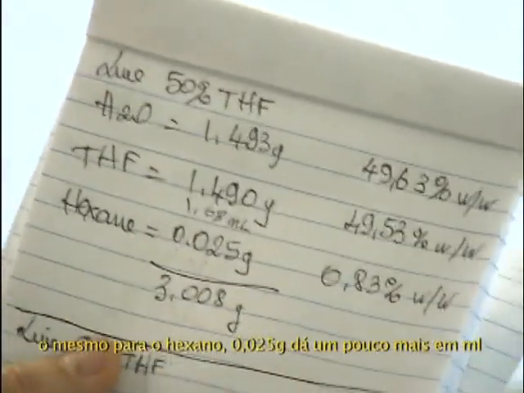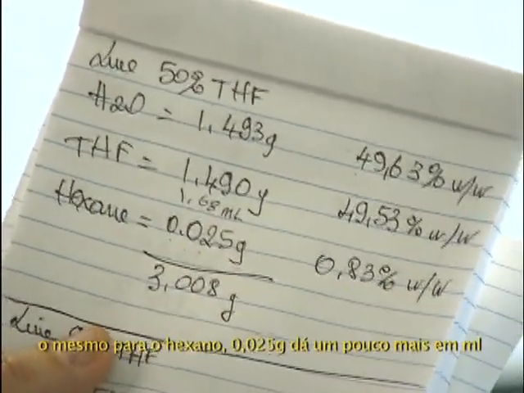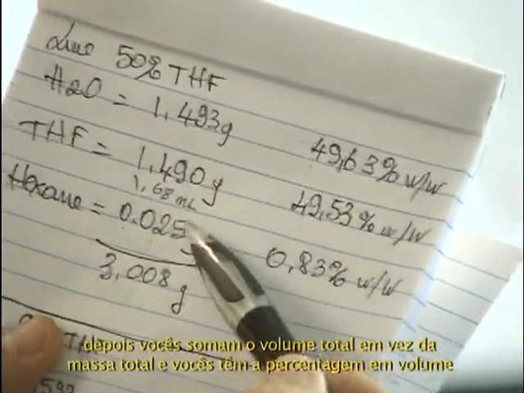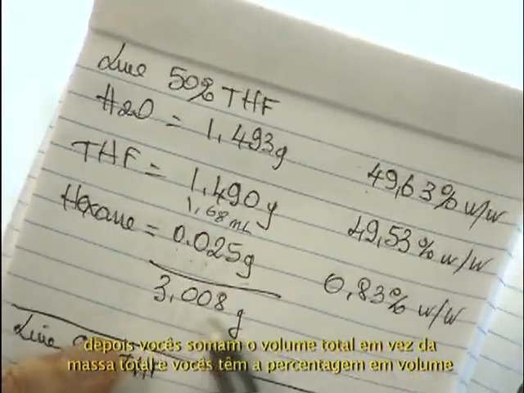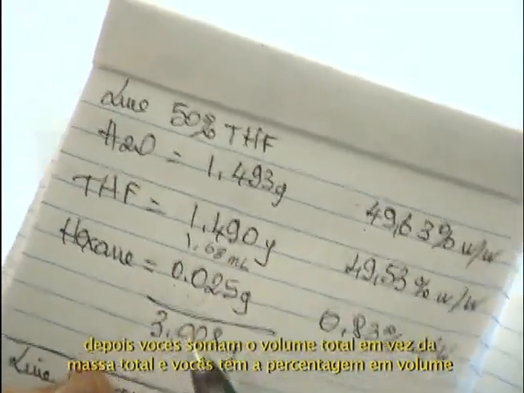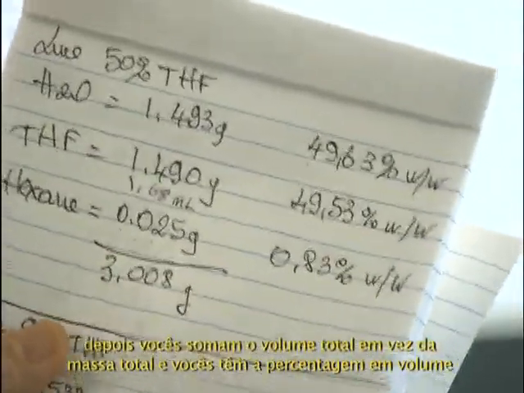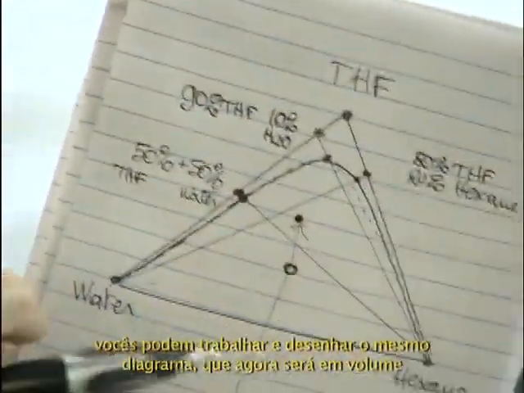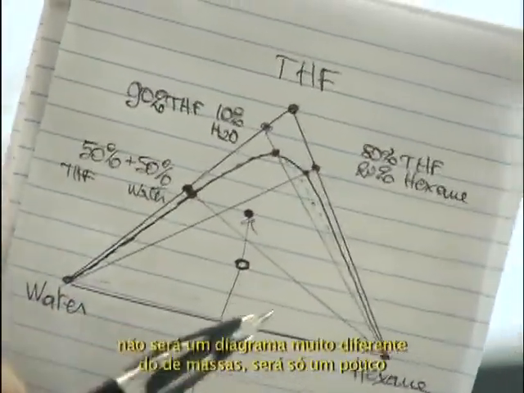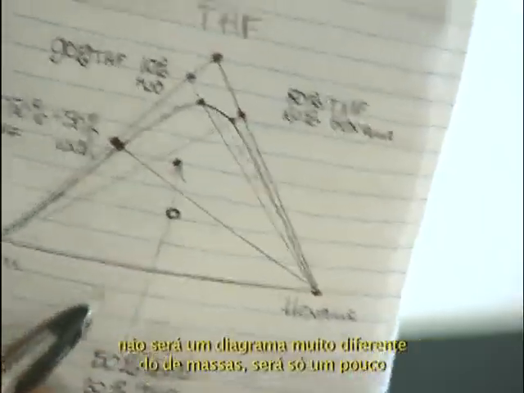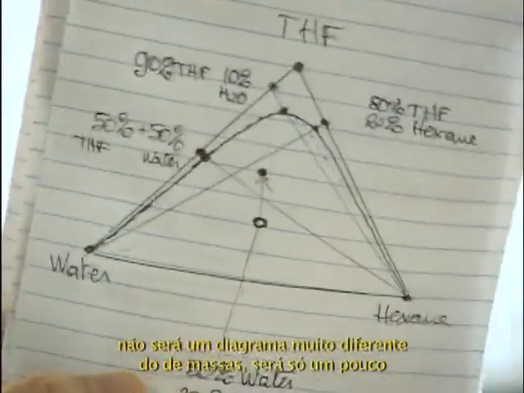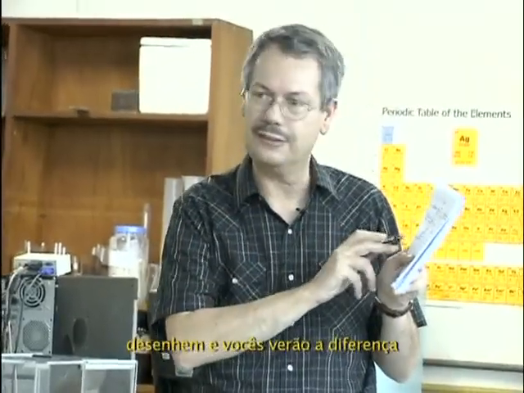0.025 gram, make a little bit more in milliliters. Then you add the volumes. Instead of making the total mass, you make the total volume, and you have the percentage in volume. And you can draw the same diagram, which will be a volume diagram. It's not very different from the mass diagram. It's a little bit different. Then, drawing it, you can see the difference.